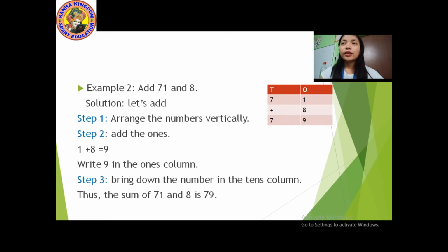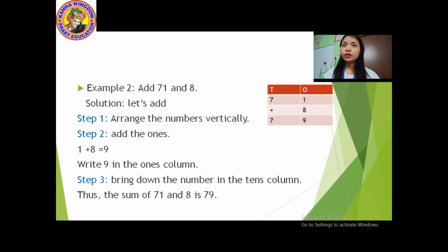So we will bring 7 in the tens column. So 7, 9, all together we got 79. From here we come to know that the sum of 71 and 8 is 79. The sum of 71 and 8 is 79.